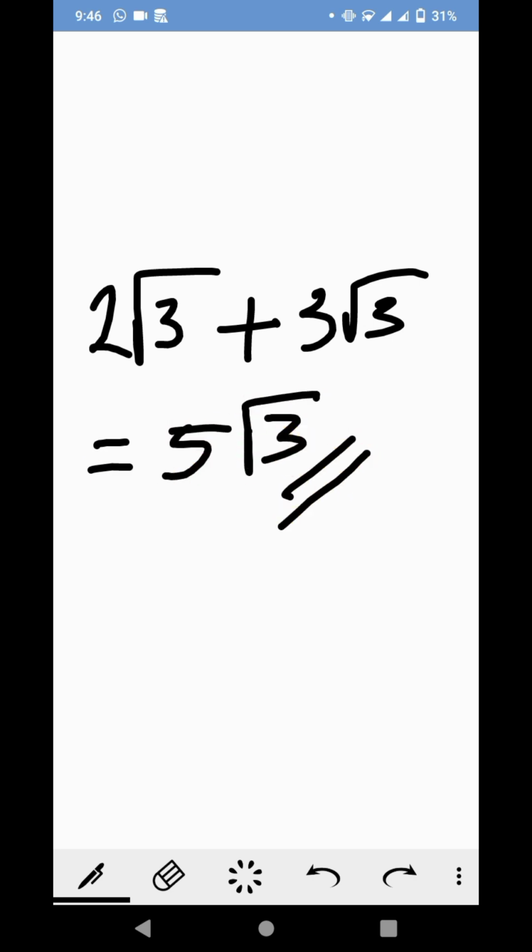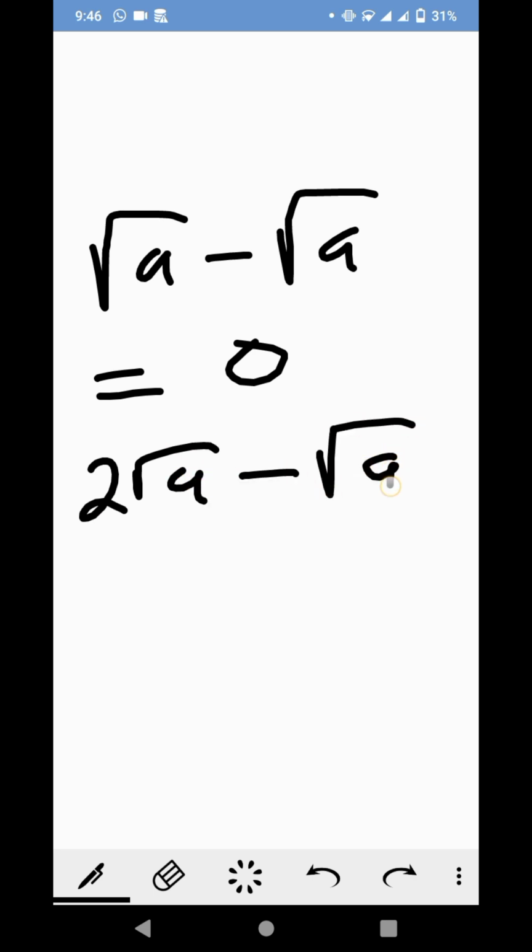Alright, so surds of similar value can be added. We call them like surds. Like surds can be added. Alright, like surds, that means root a minus root a can also be subtracted. This will give you 0. And also 2 root a minus root a, of course, it's like saying 2 minus 1. The coefficient of this surd here is 1. 2 minus 1 will give you 1, so we have root a. Alright, so like surds can be subtracted and they can be added.